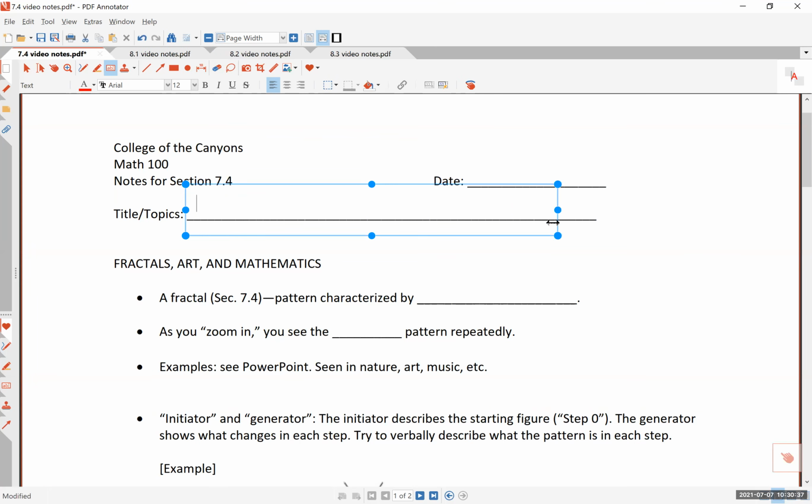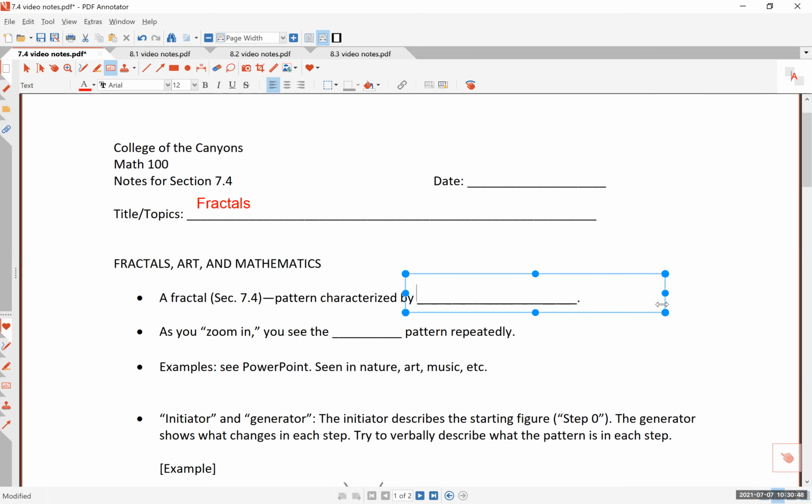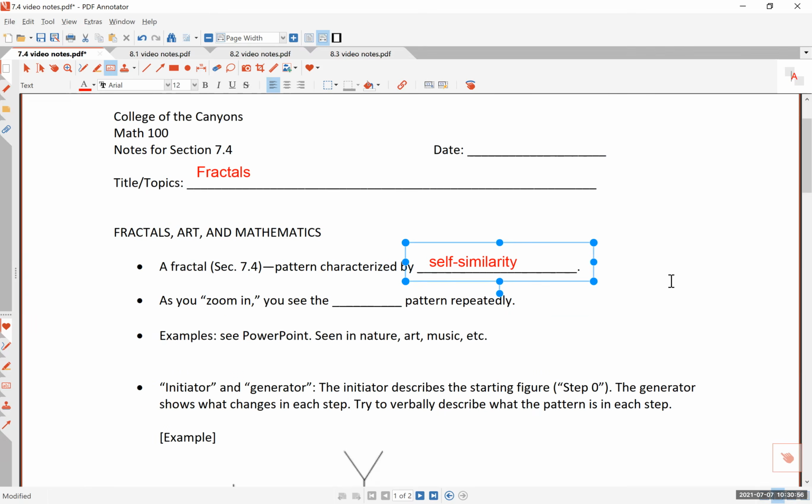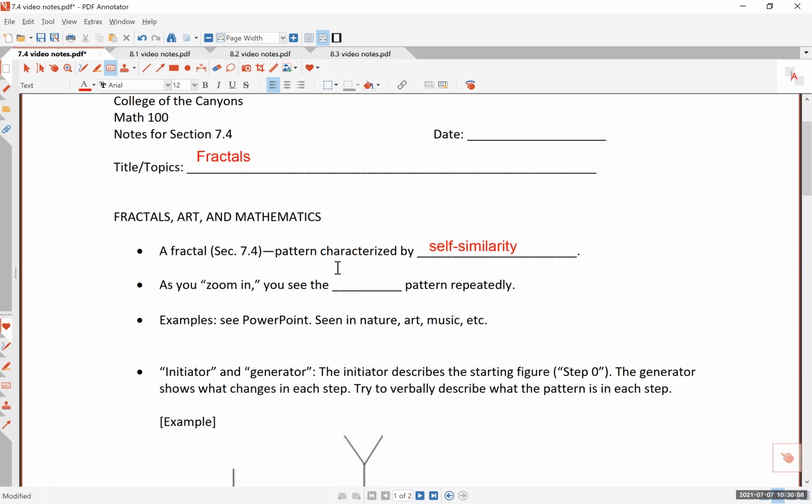So the topic of section 7.4 is obviously fractals. And what is a fractal? We already answered that. A fractal is a pattern characterized by, what is that term? Self-similarity. Okay, as you zoom in further and further, you can see more and more of the same structure. As you zoom in, you see the same pattern repeatedly.